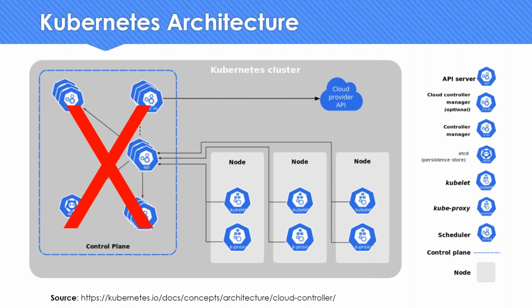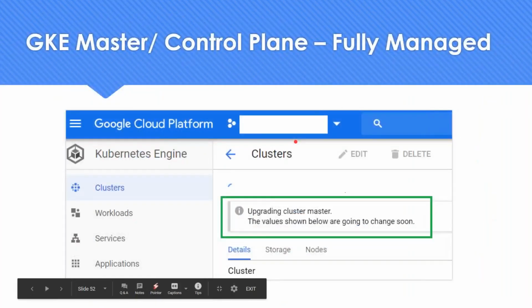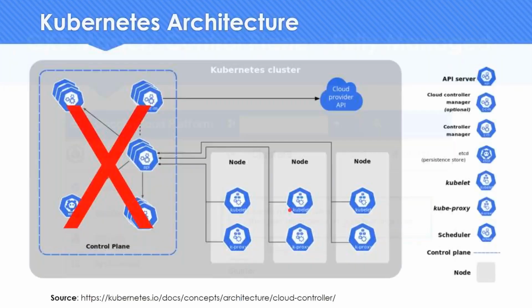I can just show you one small instance of how this is getting managed by Google. So GKE master or control plane is fully managed. Here is a screenshot, a real implementation which I was doing. I did some change basically. The change was something like this. There were 3 nodes, each of these nodes having N1 standard 1 configuration, basically 1 vCPU, 3.75 GB of RAM.